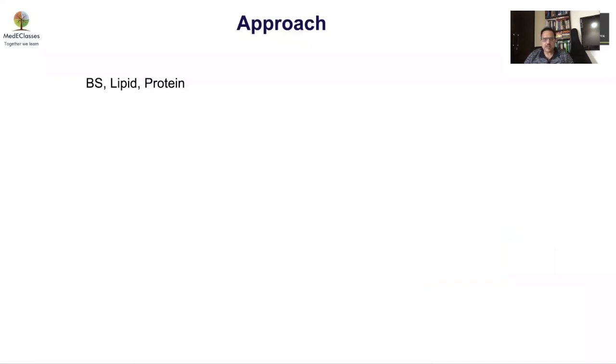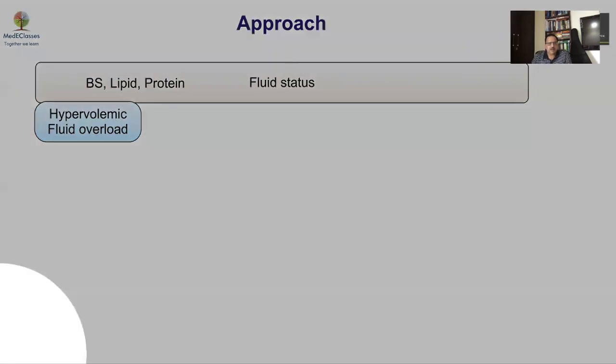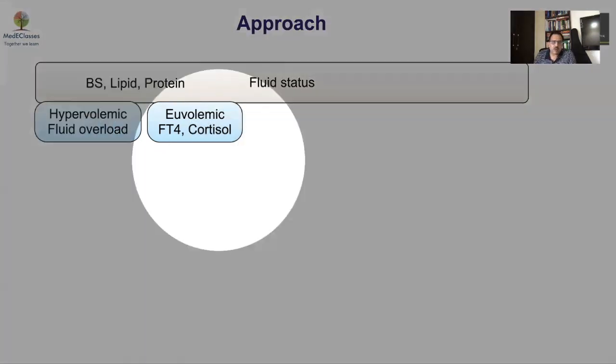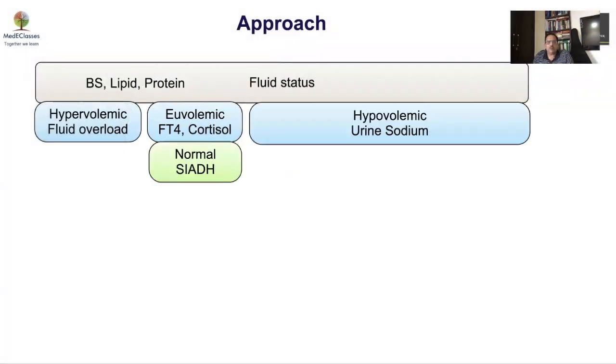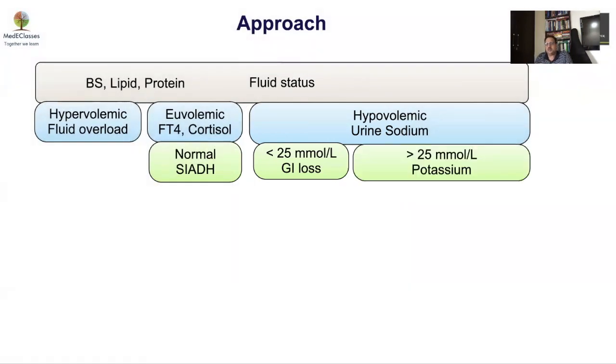So just to summarize the overall approach to hyponatremia, first of all, rule out pseudo-hyponatremia by measuring blood sugar, lipids, and protein. Look at fluid status. If it's hypervolemic, it is fluid overload. Basically, look at cardiac failure, renal failure, nephrotic syndrome. Euvolemic, look at thyroid and cortisol. If they are normal, it's SIADH. And if it's hypovolemic, look at urinary sodium. If the urinary sodium is low, we're talking about GI loss. If urinary sodium is high, we're talking about loss from the urine.